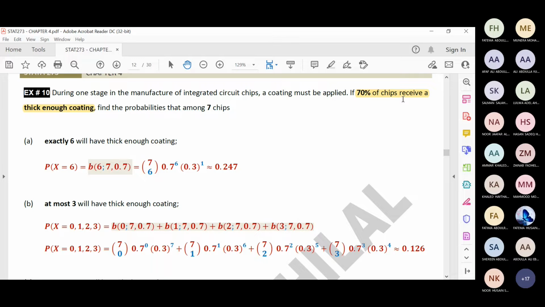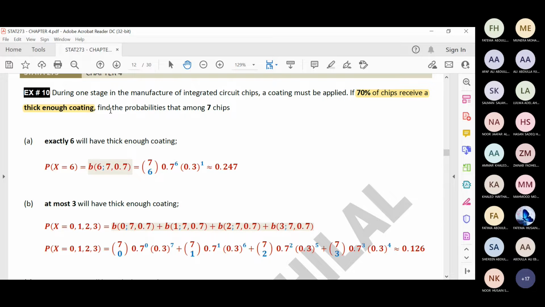That means, if you think about it, what are the two outcomes? Either the chip will receive thick enough coating or the chip will not receive thick enough coating. They are opposites of each other. That's why we call them success and failure. Either its coating is good or its coating is not good. 70% of them receive thick enough coating.